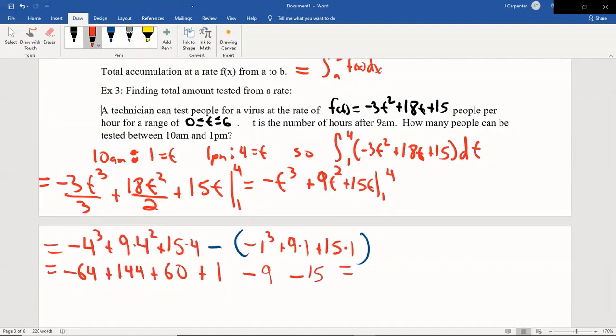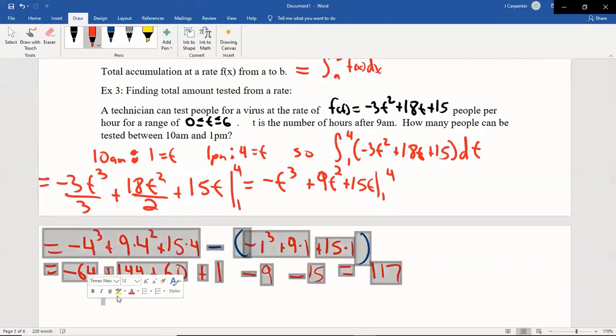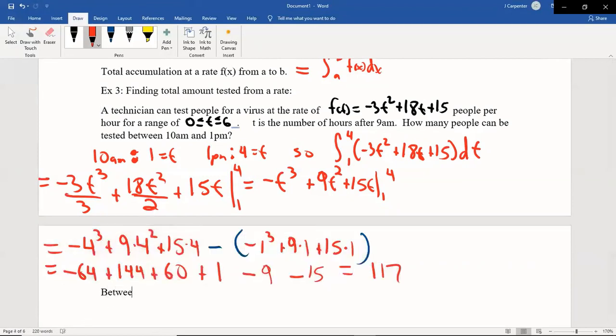And then we just keep doing our arithmetic. Negative 64 and 60 make a negative 4. 144 minus 4 is 140. That's 141. And then minus another 24 would be 117. That number gives us our answer. So what that says is between 10 a.m. and 1 p.m., our technician can test 117 people.